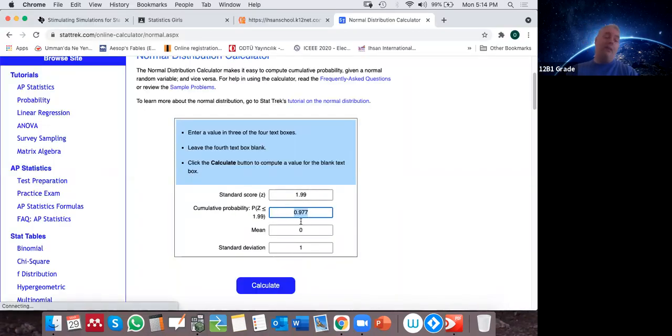And don't forget, now you have the standard normal distribution. The mean value is always 0. The standard deviation is always 1. So we are not touching these things. We are not changing them.